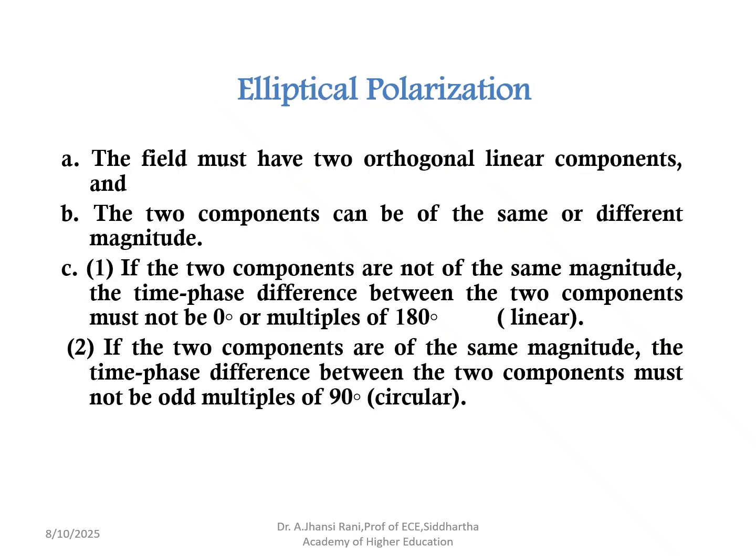In elliptical polarization, here also two orthogonal linear components, Ex and Ey, and the two components can be of the same or different magnitude. Here you have different magnitudes. The two components are not of the same magnitude. The time phase difference between the two components must not be zero, or else you have linear. If they both have the same magnitude, then you have circular, where the phase difference is 90 degrees.